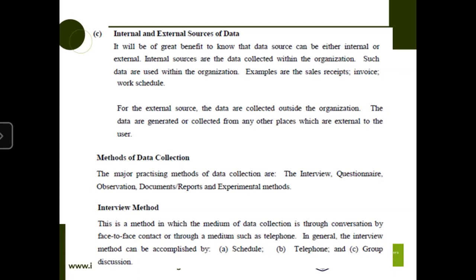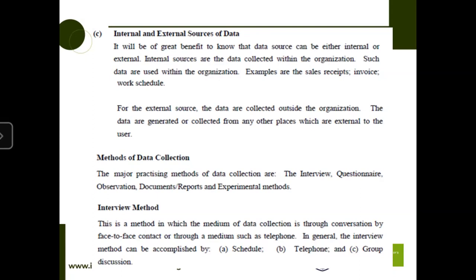The internal sources that we collect data from in an organization include invoices, the work schedule, and sales receipts. After receipts and invoices, you can look at their schedule. You can look at the employees' book, like that. But for the external sources, the data are collected outside the organization. And if it is external, it's not that reliable.